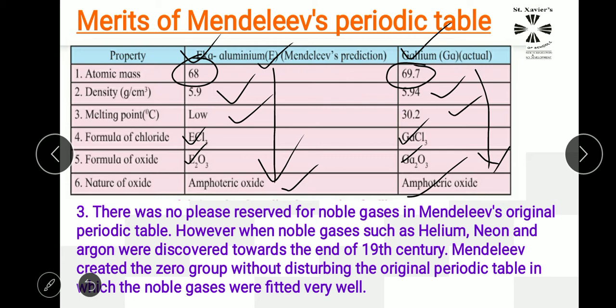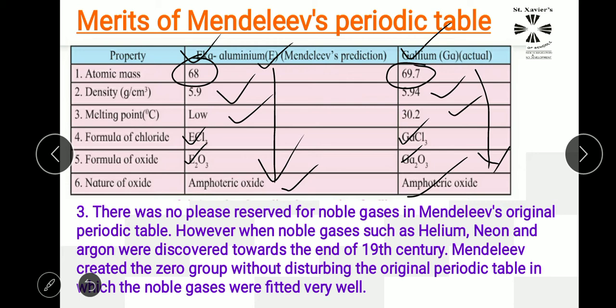So he predicted everything in an exact way, and his prediction was right, and that's why it was the second merit of the Mendeleev periodic table, students. Let us see the third point, the third merit of the Mendeleev periodic table. There was no place reserved for the noble gases, students.